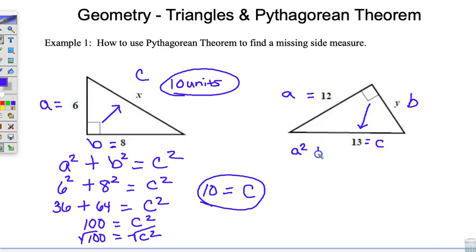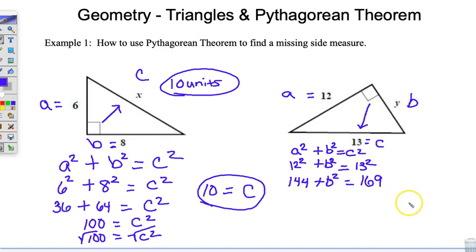Once again, it's going to be A squared plus B squared is equal to C squared. Since 12 is my A value, I'm going to replace that A with a 12. I'm looking for the B value, and the C value is going to be 13 squared. 12 times 12 is 144. Since I don't know what B is equal to, I'm going to leave that there. And 13 squared is 169.